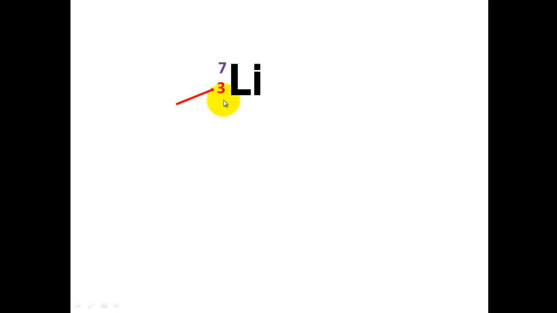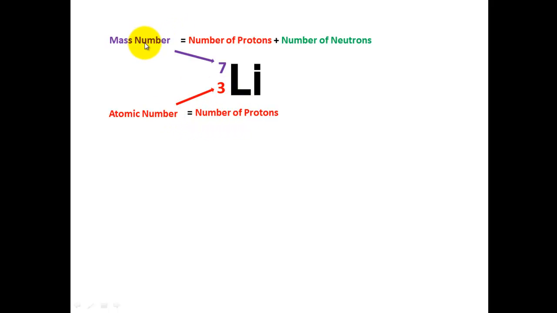But the easy way to figure it out or to remember it is that the smaller number has to be the atomic number, and the other number, the bigger one, is the mass number. So the atomic number is equal to the number of protons. The mass number is equal to the number of protons plus the number of neutrons. This is cool because if you know that the mass number is 7 and you know that there are 3 protons, you can work out the number of neutrons, and I'm going to show you how.